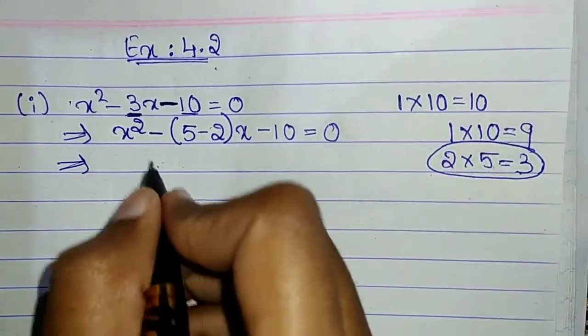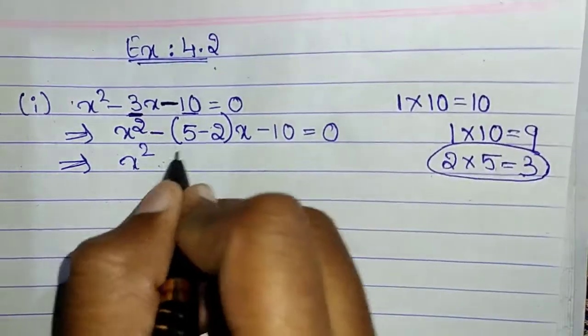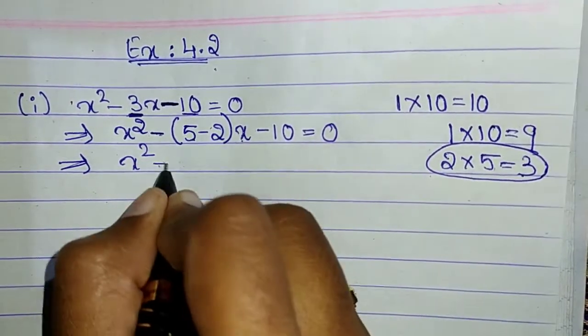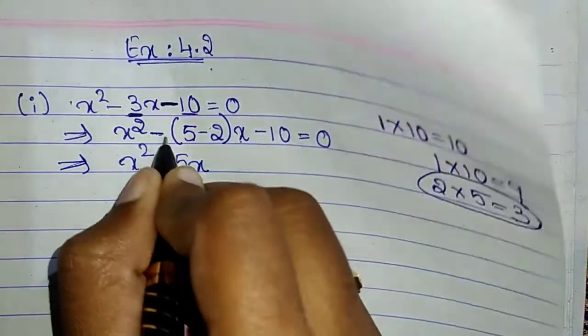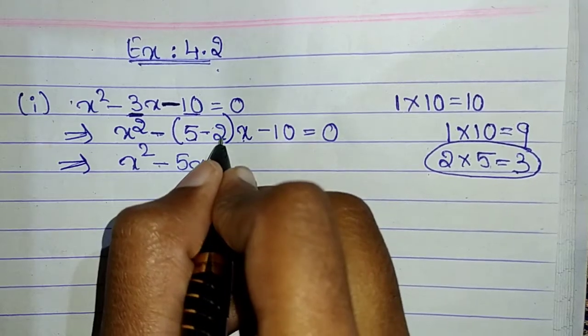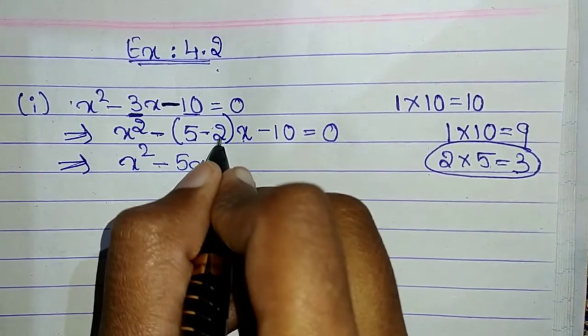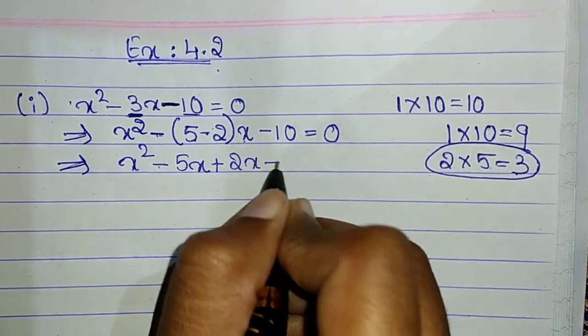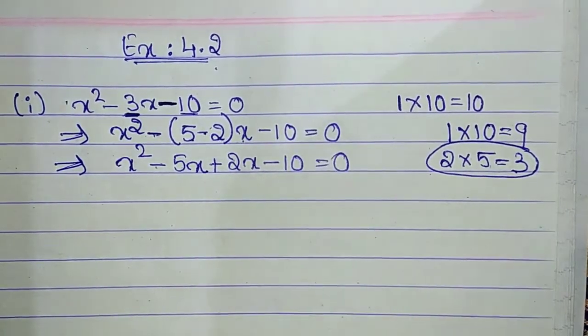So this implies x square, opening the brackets, minus 5 into x is minus 5x, minus into minus plus 2, minus into minus plus 2 into x. So it is plus 2x minus 10 is equal to 0.